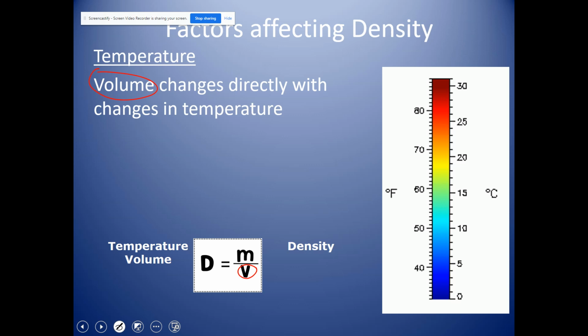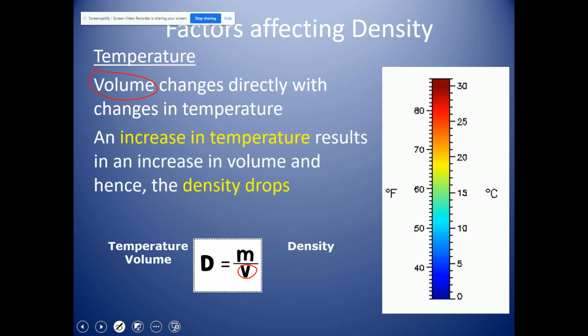Think about a balloon. As a hot day approaches and you've got your little balloon, it swells up, so happy, and it gets to be a bigger volume. On the opposing side, on a cold day, the volume of your balloon will probably shrink down and get a lot smaller. So increases in temperature result in increases of volume. And if that volume increases, then that means the density will decrease. So increases in temperature result in increases in volume, and the density drops. It's exactly the opposite if the temperature decreases. Then the density will rise.